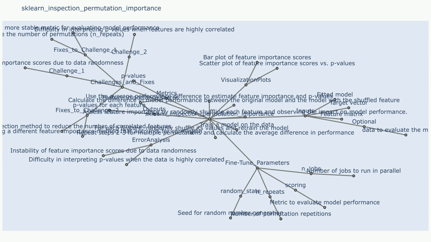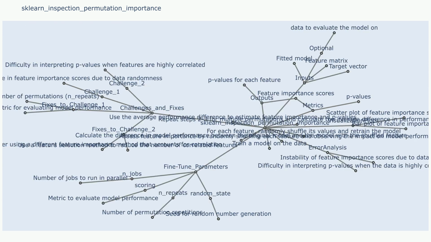Challenges and fixes. Challenge 1, high feature correlation. If features are highly correlated, permutation importance may not accurately reflect their individual contributions. The model may be using a combination of correlated features, and shuffling one feature may not have a significant impact on performance. Sample use case that resulted in challenge 1: a model predicting house prices may have highly correlated features like square footage and number of bedrooms.